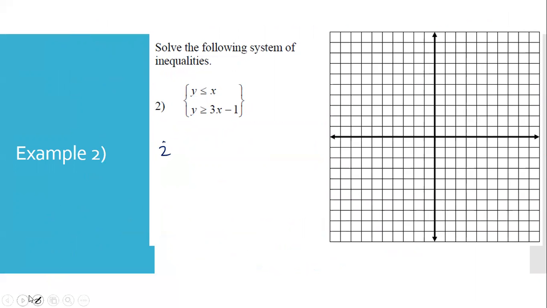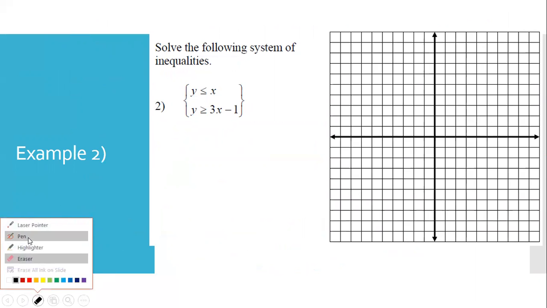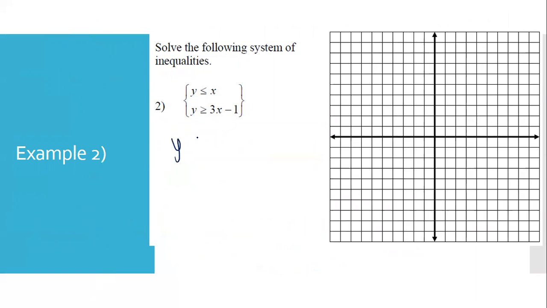So we're going to graph. And we have y is greater than or equal to x. I just needed more space. What does this tell me about the line? Good job. Solid. What does it tell me about my shading? It's above. Okay. And this is my parent function, right? Slope of 1 and goes through the origin. Boom, boom.